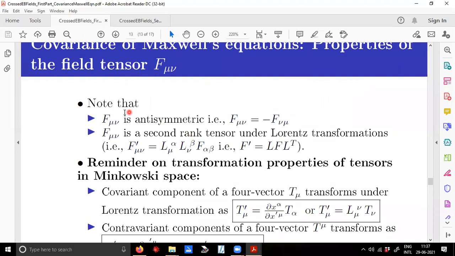Exercise for you. Having done that, I do notice some properties now. List the properties. F mu nu is an antisymmetric tensor. If you change mu and nu, that is given by minus F mu nu. How do you check it? Take the explicit form and check it.